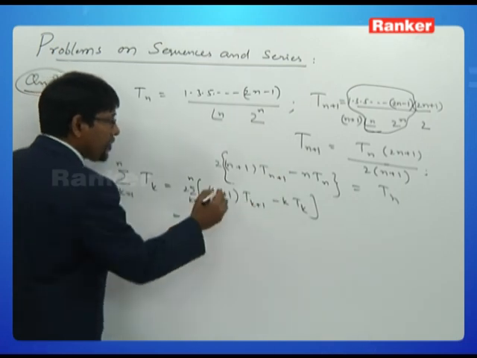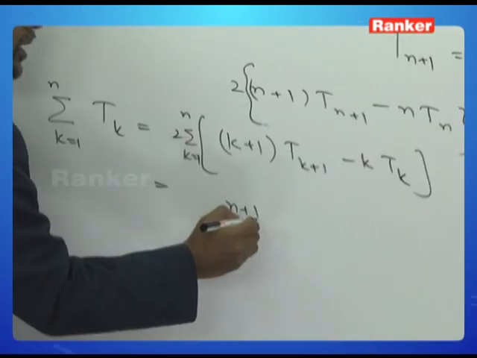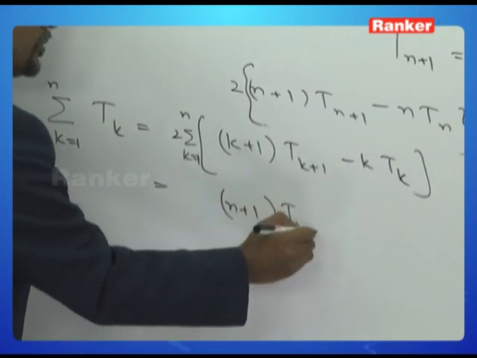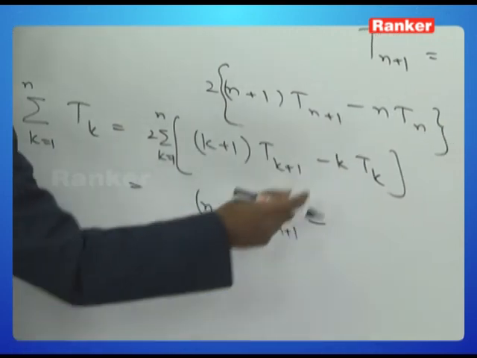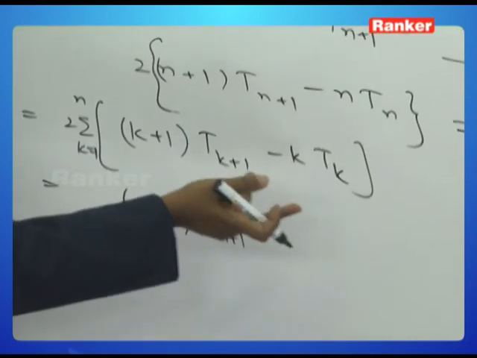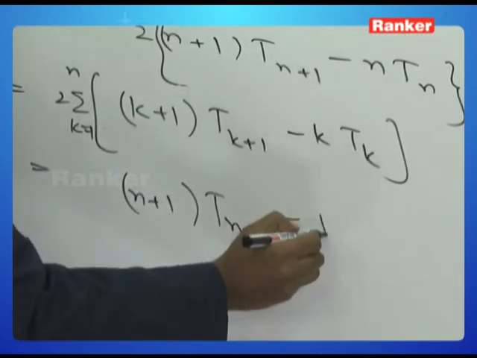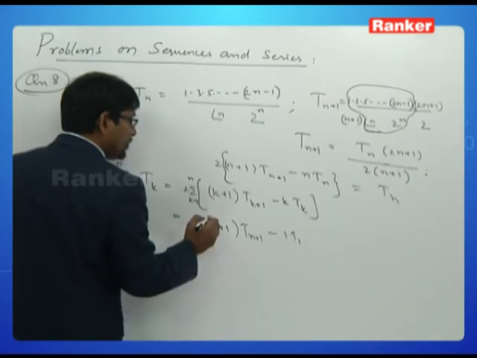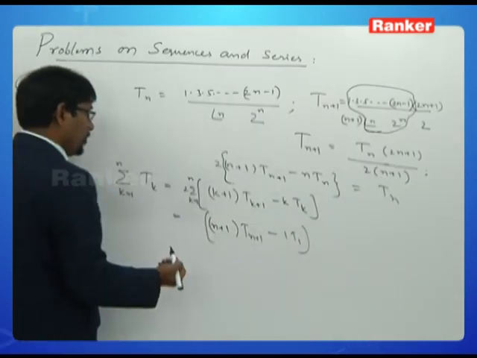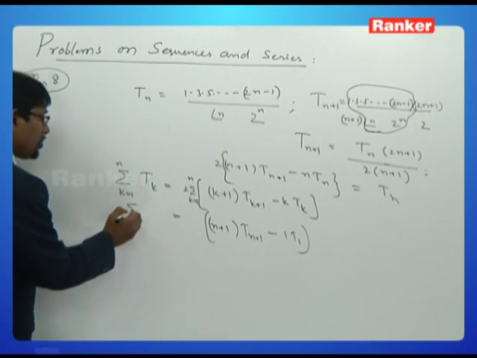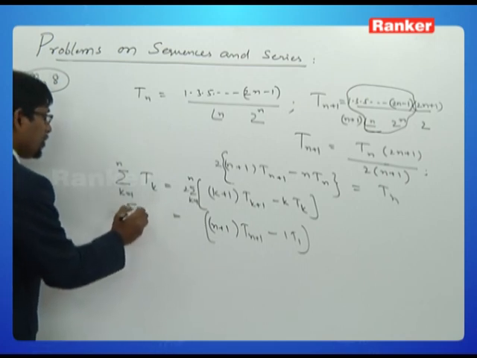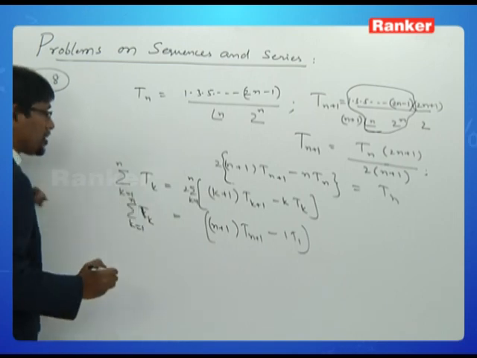So what is that? We will have n plus 1 into tn plus 1 minus, what is the second part of the first term here? When k is 1, you get 1 into t1, so that is going to remain, 1 into t1 there. So this is what will remain, and this will be sigma tk, k ranging from 1 to n. That is what you require. That is the sum up to n terms of the series.